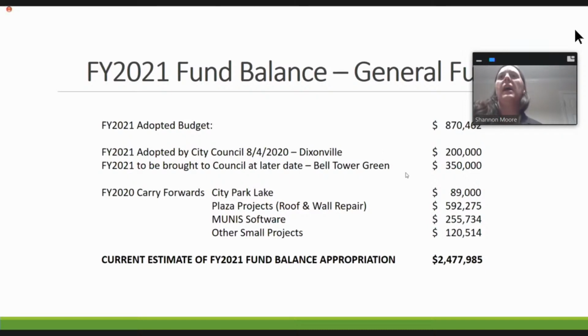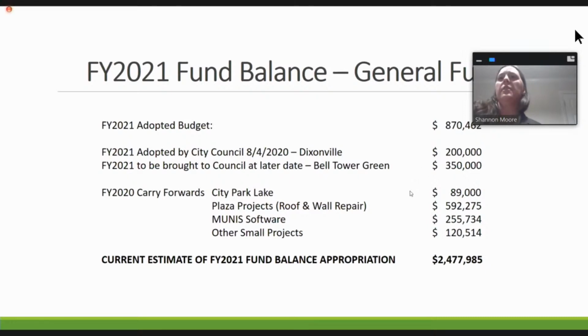We still will have to, at some point in the current fiscal year, bring back to you our Bell Tower Green contribution. If you'll recall, that is actually a match to the part of grant for $350,000 that the city would pay to subsidize that part of program. And so that'll have to come back to council at a later date. I think we're still working on that contract with the committee.